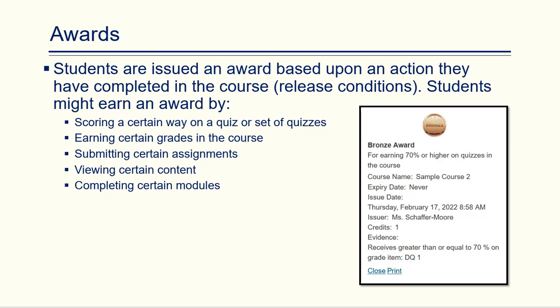So here's an example of what a badge might look like. There's an icon and then it will say whatever the name of the award is. So this one's named the Bronze Award. You can give a description of why they earned that award, what was the criteria for earning that award, the name of the course that it was in, when they earned it, who issued it, so the instructor. You can even associate credits for it, so give a monetary value or a number value with that, and then they can choose to either print that or add it to their D2L profile.